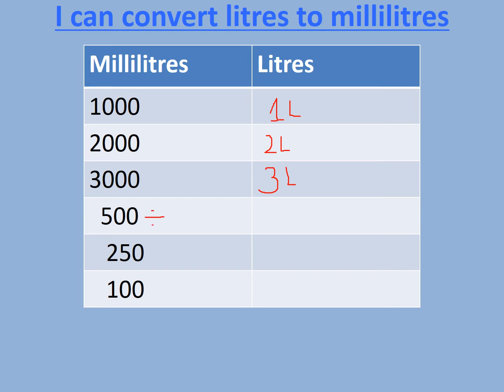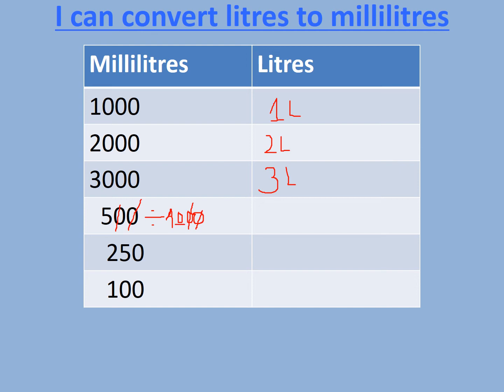500 divided by 1000. Good. 500 divided by 1000. So what do we do? We cancel a 0 here, we cancel a 0 here. Another 0 from 1000, another 0 from 500.